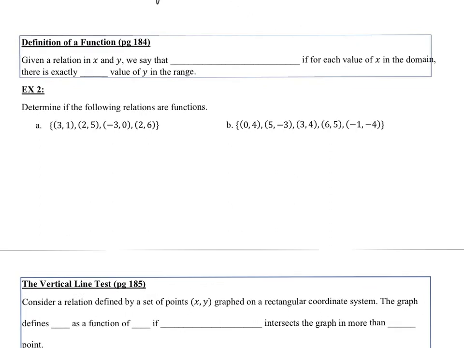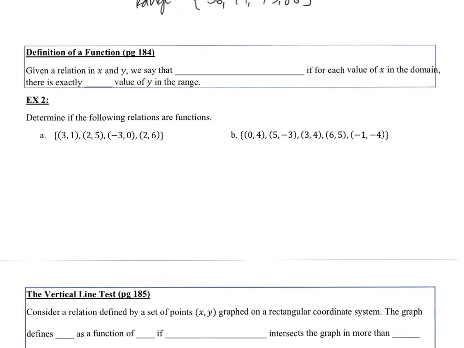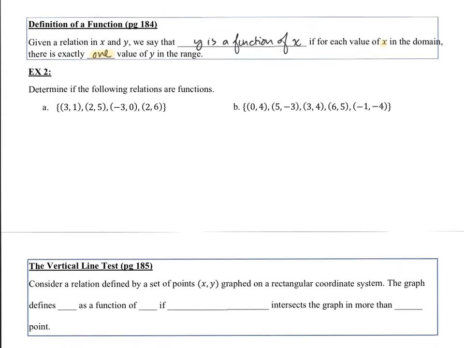Now, what is the definition of a function? So, one thing to note is that a function is a very special relation that we look at in mathematics. There are lots of different relations, but ones mathematicians tend to focus on are the ones that are called functions. So, given a relation in x and y, we say that y is a function of x if for each value of x in the domain, there's exactly one value of y in the range. Very important. So every x has one y, not the other way around. So keep that in mind. And if this happens, we call it a function.